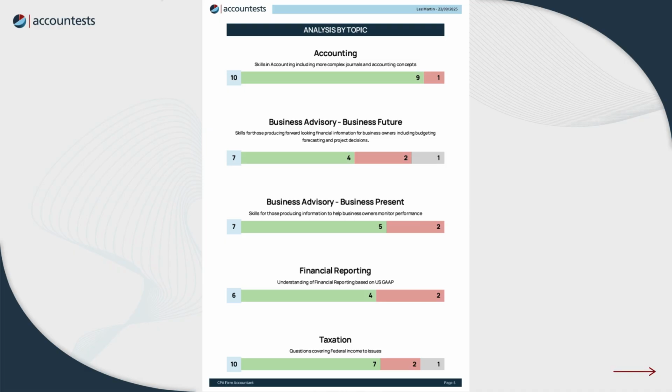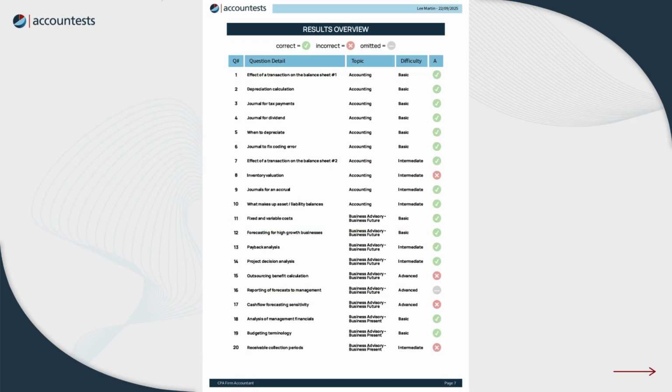Business advisory, business future, which is looking at forward-looking information, so forecasting, budgeting, cash flow. Business advisory, business present, which is using the financial information and analysing that to help management make decisions. Financial reporting, which is looking at the understanding of the financial reporting standards based on US GAAP, and taxation, covering questions on federal income tax. On the next page we go through question by question.